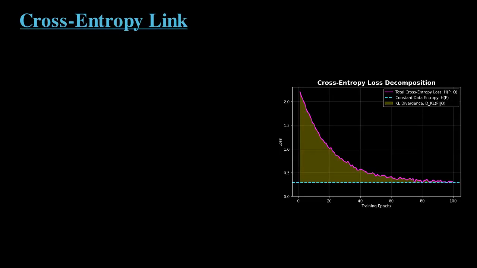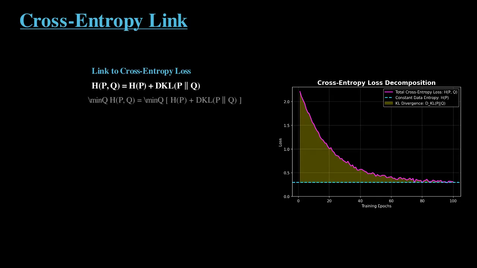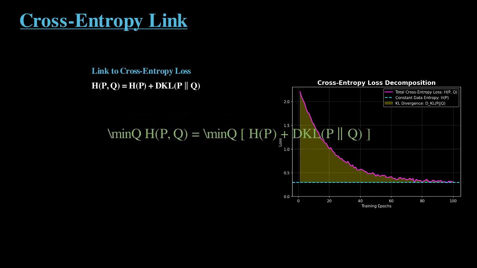The KL divergence is directly related to the cross-entropy, a standard loss function in machine learning. The cross-entropy H(P, Q) decomposes into 2 terms, the entropy of P plus the KL divergence from P to Q. In a typical classification setup, the true data distribution P is fixed.